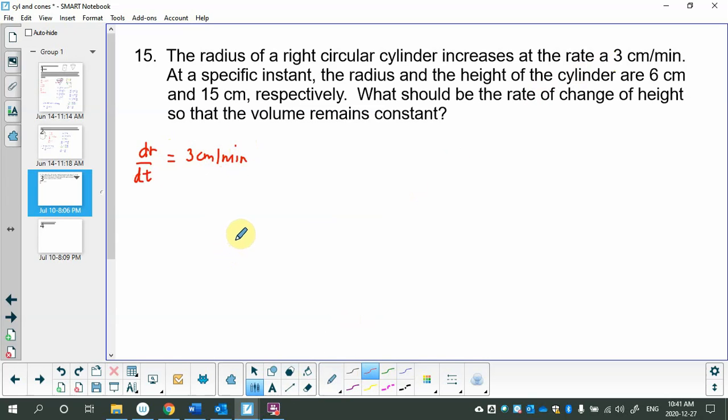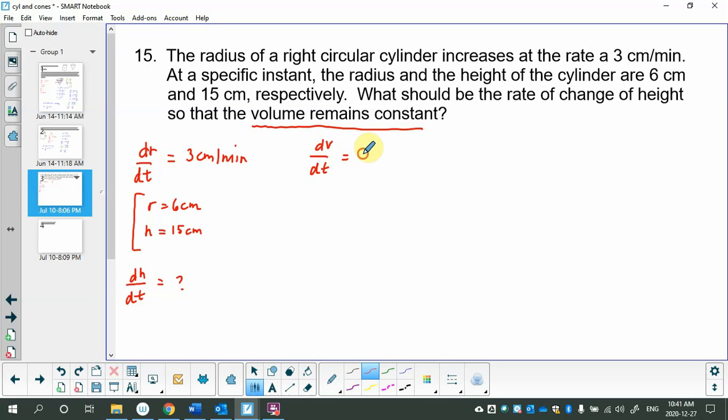At a specific instance, the radius, so this is not the beginning, the radius and the height of the cylinder are 6 centimeters and 15 centimeters respectively. What should the rate of change of height be so that the volume remains constant? Okay, so this means that dv by dt is 0. And just to impress you, 0 centimeters cubed per minute. And it's 0 because if the volume remains constant, the change in volume is nothing.